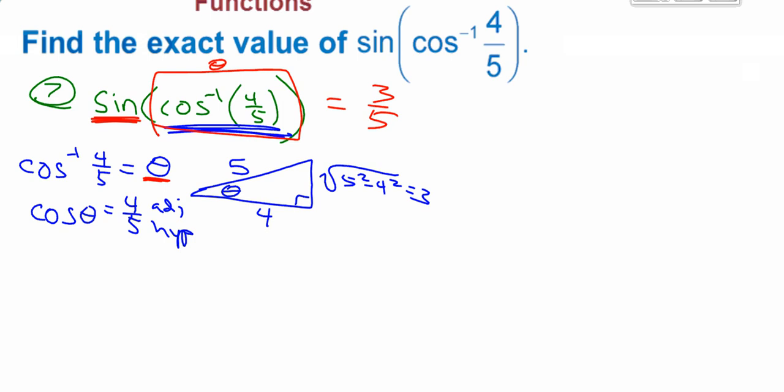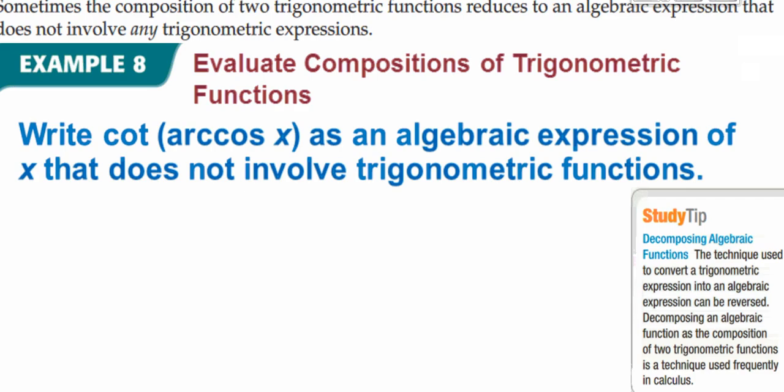Except there are no numbers. It's all variables, okay? So we know how to do the Pythagorean theorem. If I know one of those sides, I can use the Pythagorean theorem to find the other one. So here is our next problem. Now we have to use an algebraic expression and get an answer that doesn't involve trig functions. So this is number 8, and we're finding the cotangent of the arc cosine of x.